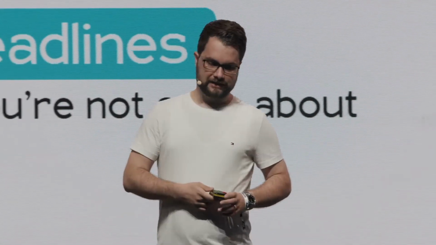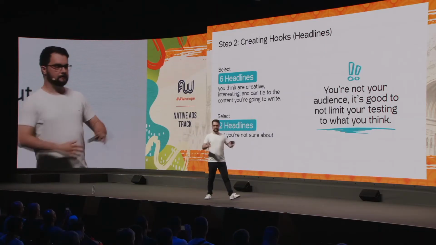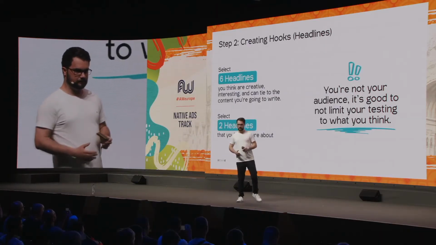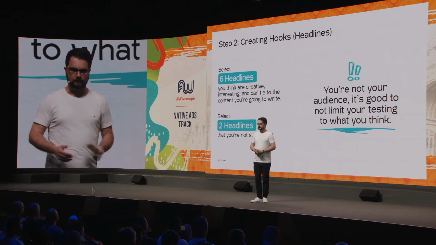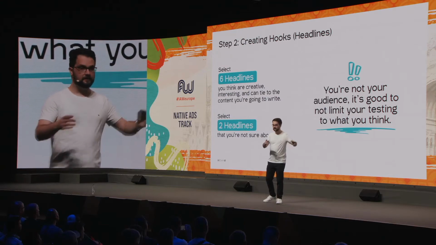Then you create your headlines. You take 6 of these. That's my methodology. You can also take 12, but the idea is that you want to keep it relatively simple. This whole process shouldn't take more than an hour. And you take 6 headlines and you think, okay, well, I like these 6 headlines. Then you take 2 more that you don't like, that you're like, well, I don't get this headline. I'm not convinced by it.